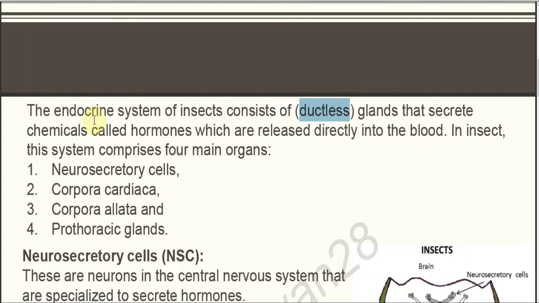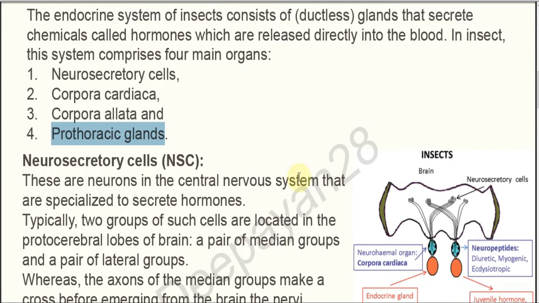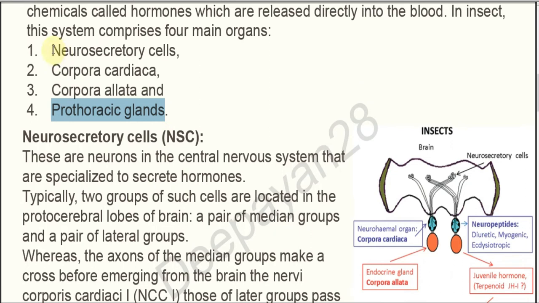They secrete chemicals called hormones, which are released directly into the blood. I already told you, in insects this endocrine system mainly comprises four main organs: neurosecretory cells, corpora cardiaca, corpora allata, and prothoracic gland. About these four things we'll discuss in this particular topic. So now coming to your neurosecretory cell. The first one is your neurosecretory cell.